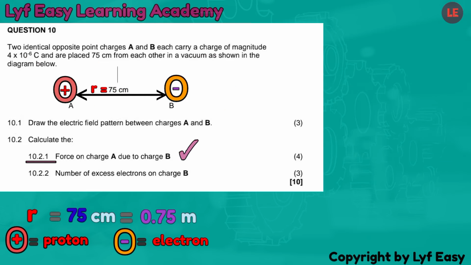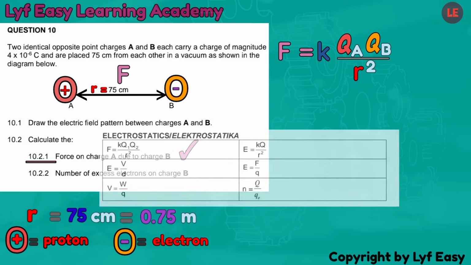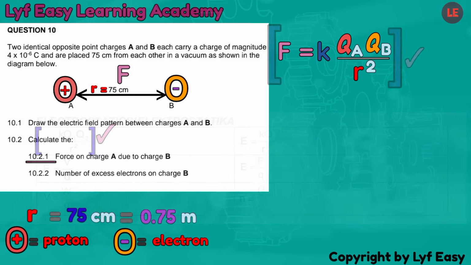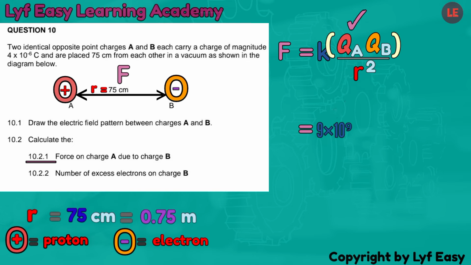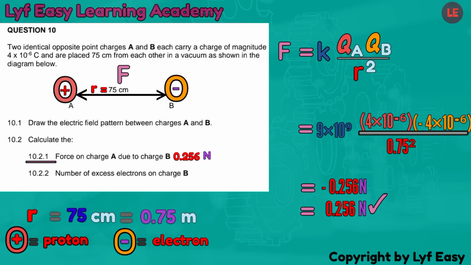Now we have to calculate the force on charge A due to charge B, which is called the electrostatic force, which can be either an attractive or repulsive force between the particles caused by their electric charges. We use this electrostatic force formula to calculate the force between the charges. This K is the constant, which is 9 times 10 to the power 9. These are charges A and B, which are identical, 4 times 10 to the power -6. This R is the distance between the charges. Calculating this, we get 0.256, the unit is newtons. The direction is to the right.